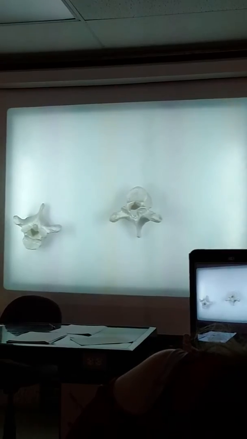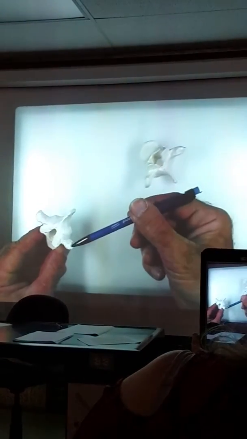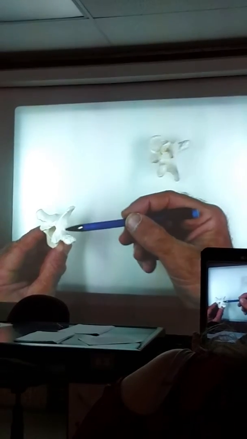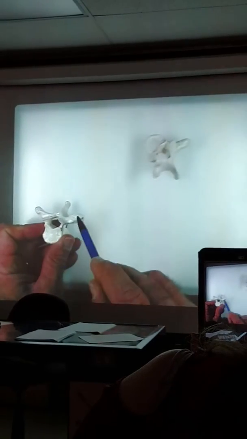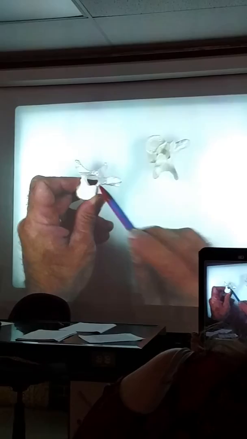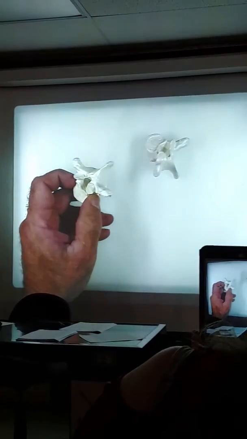Okay, lamina and pedicle. Let me point them out and then I'll tell you how I remember this. The part of the bone between the transverse process and the spinous process is called a lamina. This is a lamina. And the part of the bone between the centrum and the transverse process right here is called the pedicle. So this is the pedicle, that's the lamina. Pedicle, lamina. Now here's how I remember it.